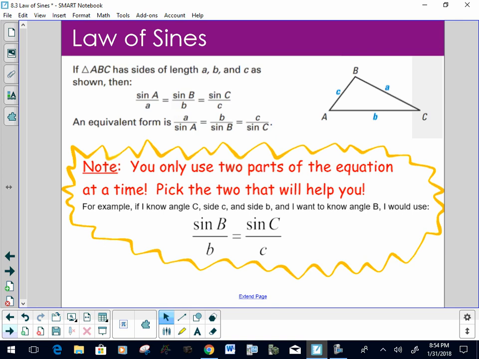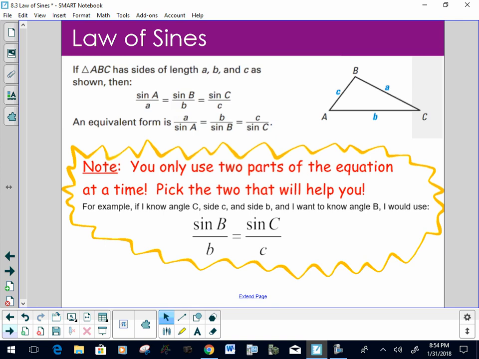So we're going to switch now to the law of sines. It's a lot bigger idea for us today. The law of sines is right here on the screen. If triangle ABC has sides that are length A, B, and C, as shown in the diagram, then we have this relationship that the sine of angle A divided by A is equal to the sine of angle B divided by B, and that's also equal to the sine of angle C divided by C. It's just saying that the sines of the angles and their side lengths are proportionate to each other.